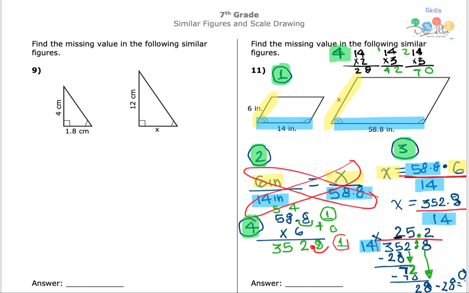Awesome. So this value here, guys, this 25.2 is the value that we get when we divide 352.8 divided by 14, which is the value that we needed in here. I'm going to copy that value there. That's 25.2, and the units that we are using are inches.